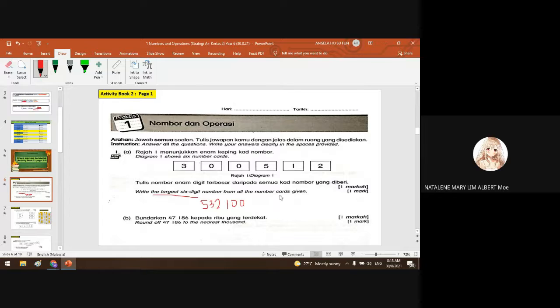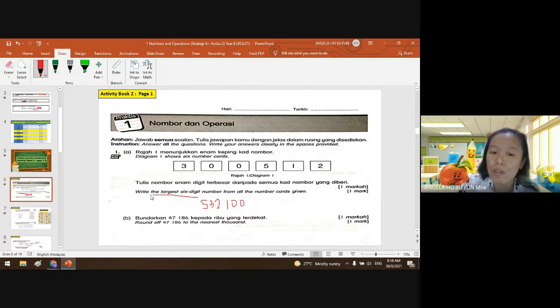Okay, if you want to write the largest number, all you need to do is look at which card represents the biggest number, that is 5. After that 3, after that 2, so you write 5, 3, 2. Then after that 1, then the 0 is put at the back. So this is the largest 6-digit number formed.